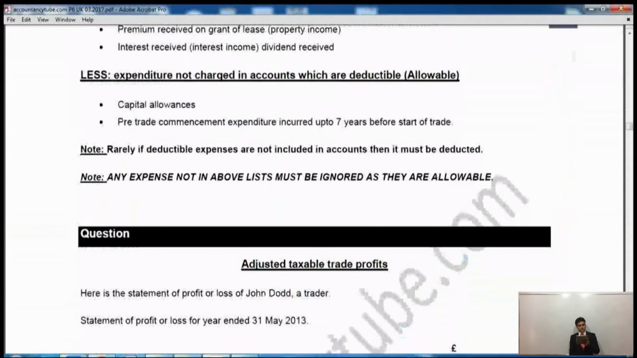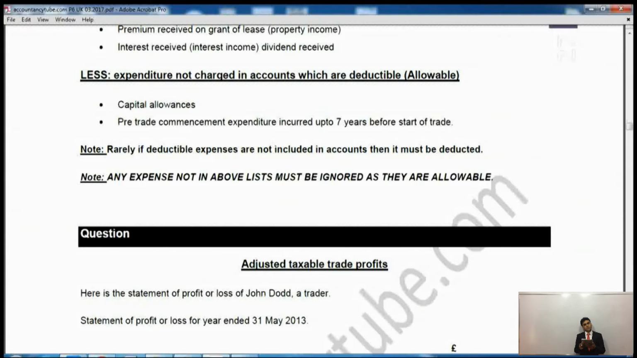A premium received on grant of lease will also be deducted. Interest received or dividend received will also be deducted. The last thing which we will deduct, these are the expenditure not charged in the accounts which are deductible. They haven't been charged in the first place, so we'll deduct them. Capital allowances. Now capital allowances, as I said, we will see in the next few chapters. In a couple of chapters we will see capital allowances in detail.